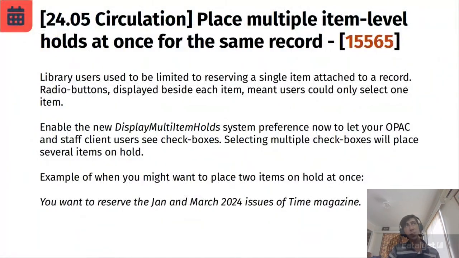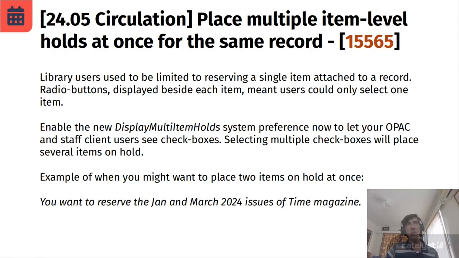This new feature is quite a small feature, but it can be really helpful for users. So previously, library users could only reserve one specific item attached to a record at a time. So why was this and how did it look?